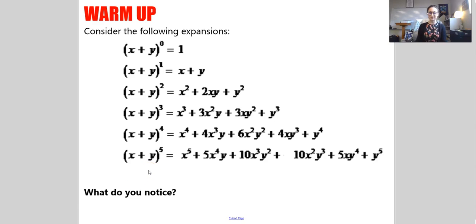So I'm going to force pause on the screen, see what patterns you notice, anything you wonder, and then hit continue when you are ready to talk about some patterns. All right, we are back.